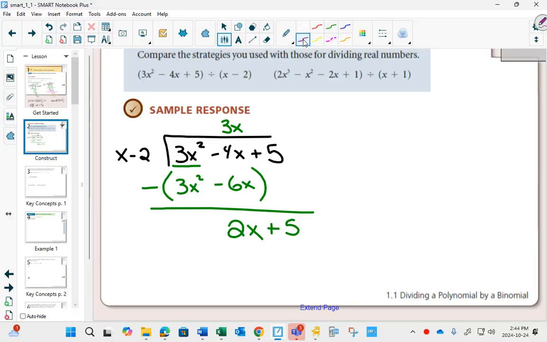Next, I'll switch color, because long division is an algorithm. It's something you do over and over and over again until you finish. So what did we do? We went from the left. There's my first term. It's a 2x. Is there something I could multiply x by to get 2x? Yes. I would multiply by a plus 2. That plus 2 times the x is 2x. That plus 2 times the negative 2 is minus 4. I put it in brackets and I subtract. 2x minus 2x goes away. But 5 minus a negative 4 is 9.